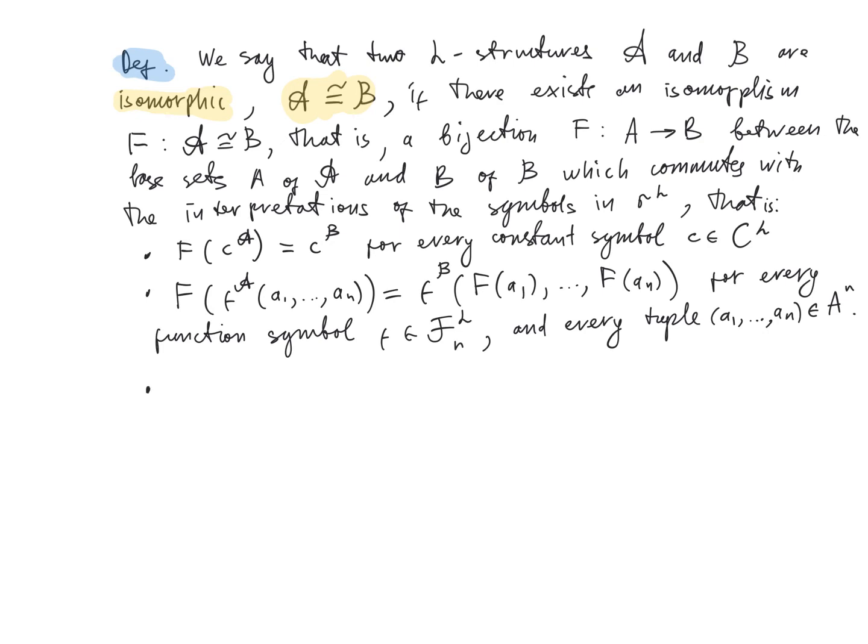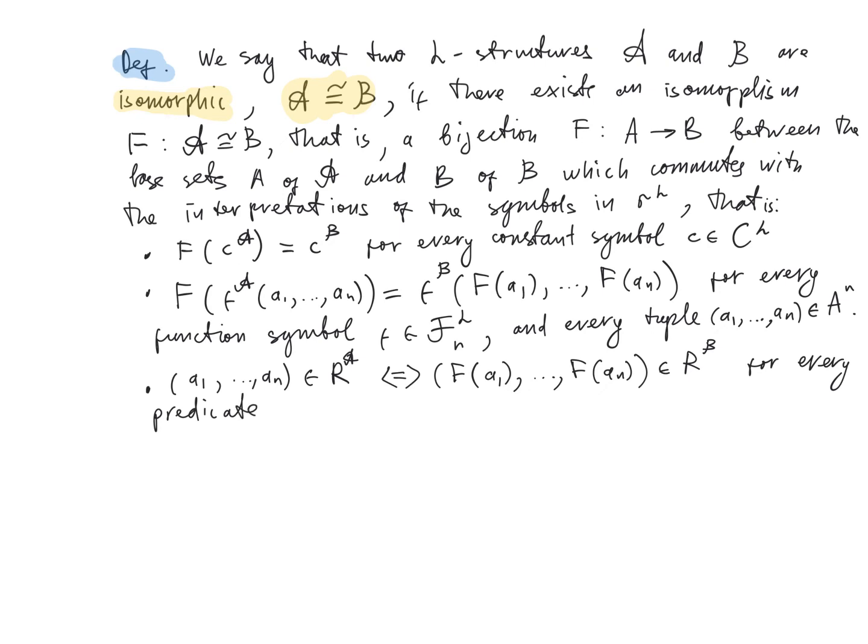And finally, we have that a tuple A1 through AN belongs to the set given by the interpretation of R in the structure A if and only if the corresponding tuple obtained by applying the isomorphism capital F, so the tuple F of A1 through F of AN, belongs to RB, the interpretation of the same relation symbol R in the structure B, and we require that this holds for every predicate R of arity N in L and every tuple A1 through AN from the base set A of the structure curly A.